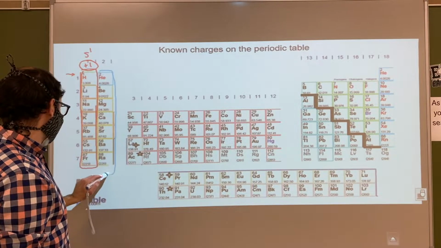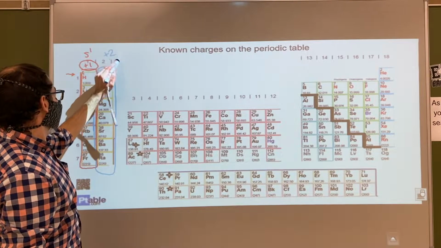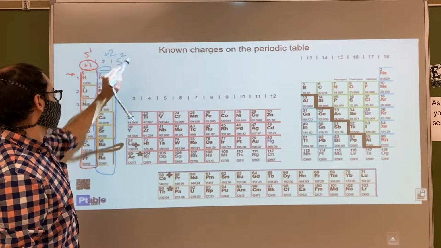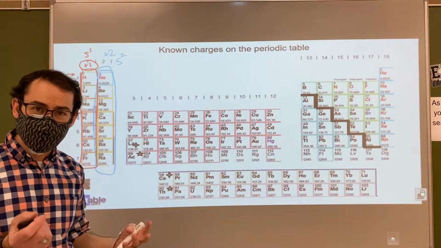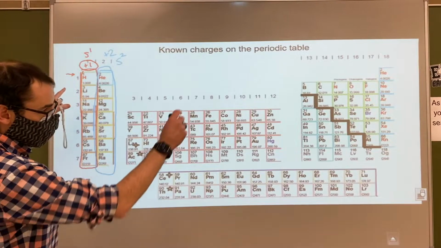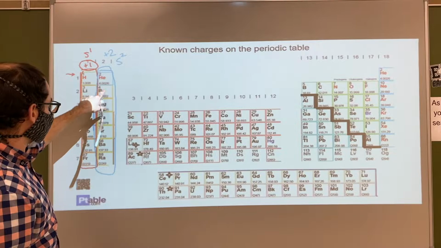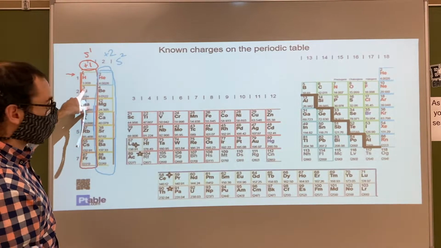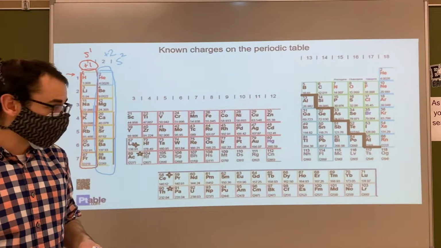everything in group 2 is going to be +2 because all of these end in s2, so there are only 2 valence electrons. If you take out those 2 valence electrons, all of these would then be isoelectronic to the noble gas that comes before it. Beryllium would lose 2 electrons, go from 4 down to 2, and then it would be isoelectronic to helium.